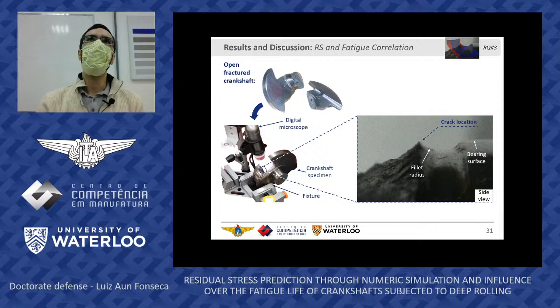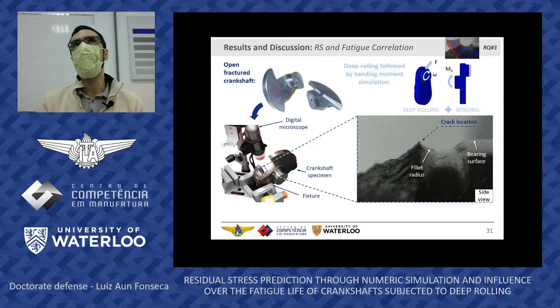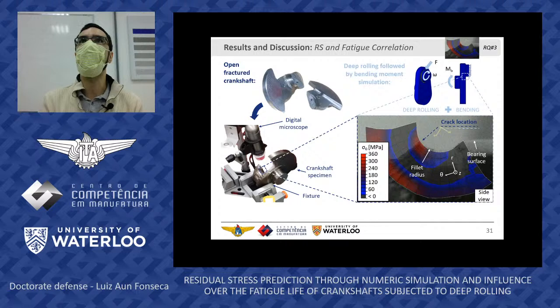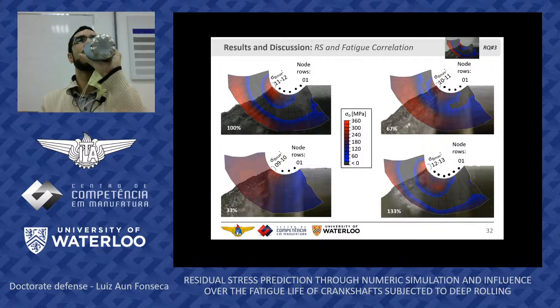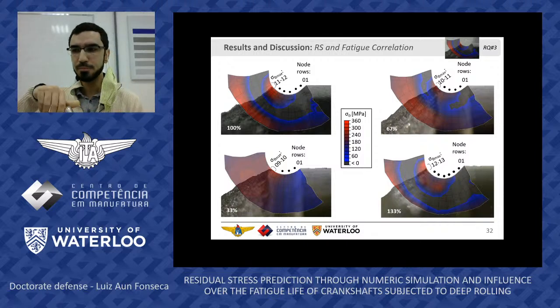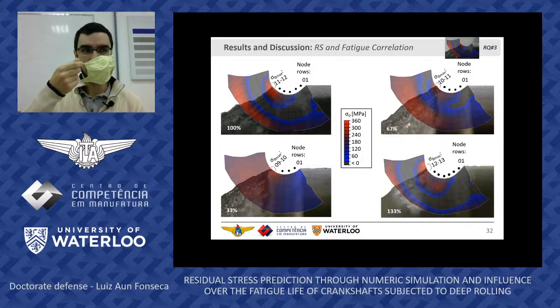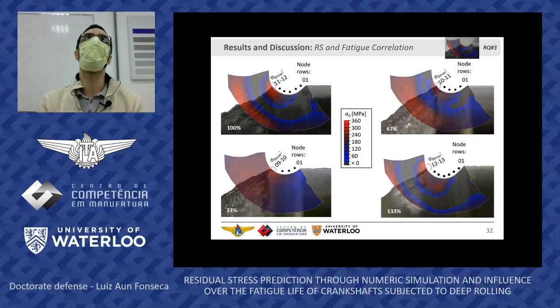And if we take the results from the deep rolling plus bending moment simulation, analyze the exact same region, and superpose these two images, we can see that the highest stress site matches very well the crack location. And this was done for the 100% test batch, and we can expand this analysis to the other test batches.